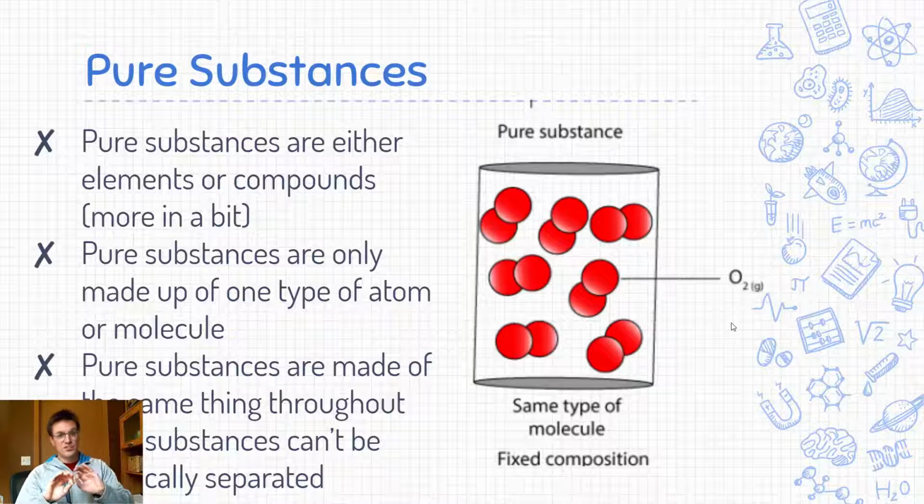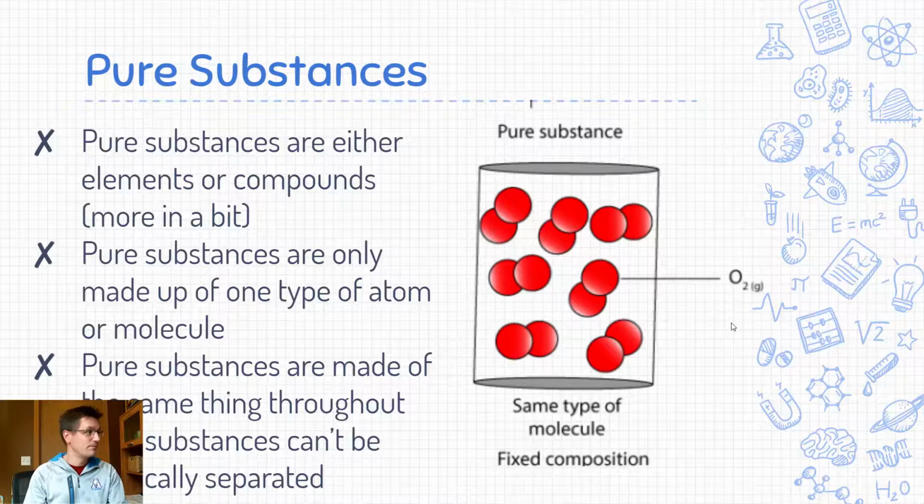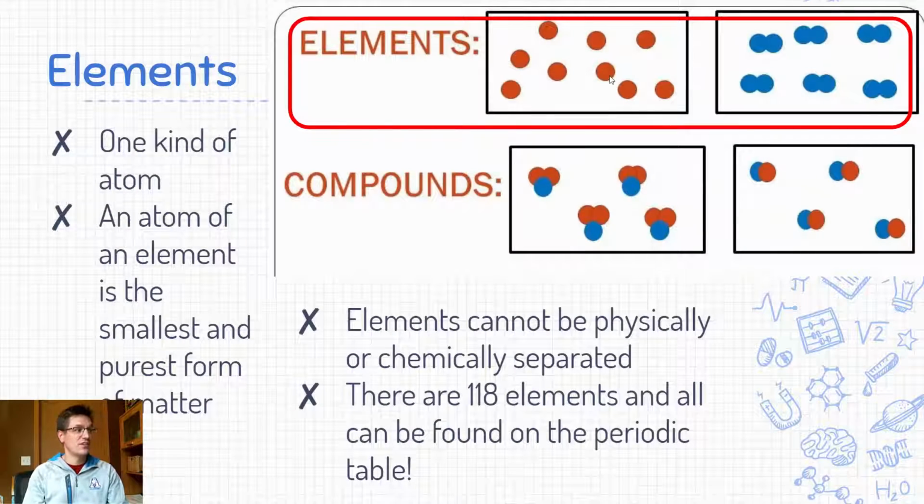You can't separate it with physical stuff. If you have a glass of pure water, okay, and you boil it, the water vapor that it forms, it's still water. Water is H2O, hydrogen and oxygen, and the only way to get that hydrogen apart from that oxygen would be with a chemical reaction. And when you do a chemical reaction, that changes what it is. Okay? So that's a pure substance. Again, it can either be an element or a compound.